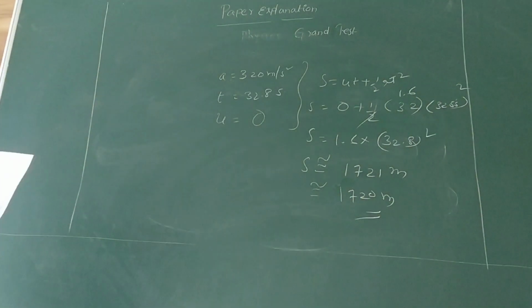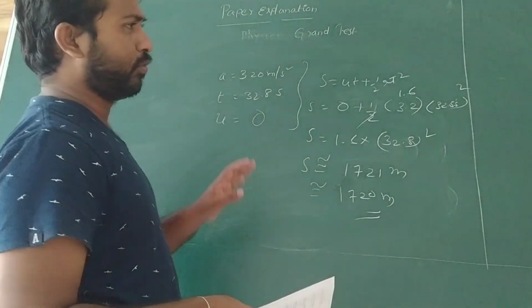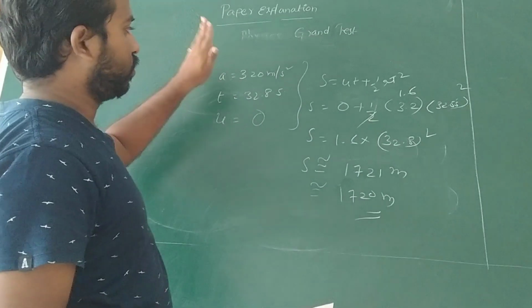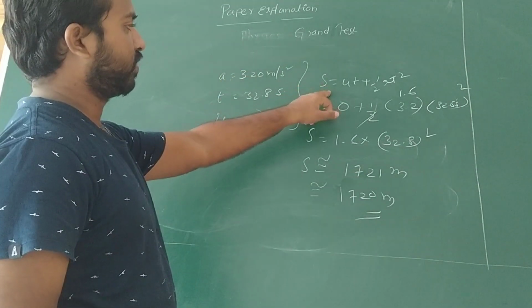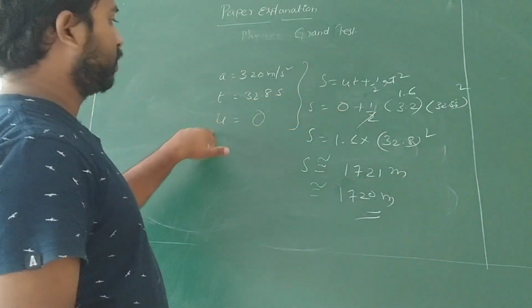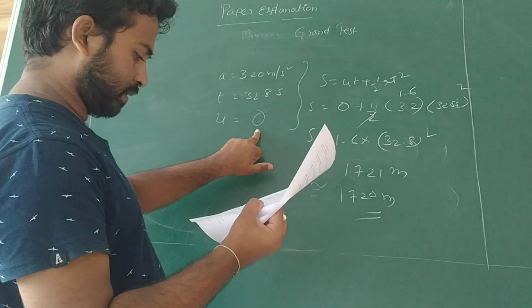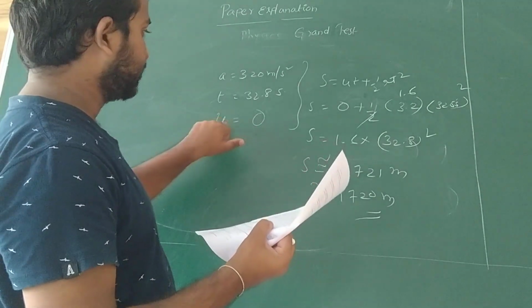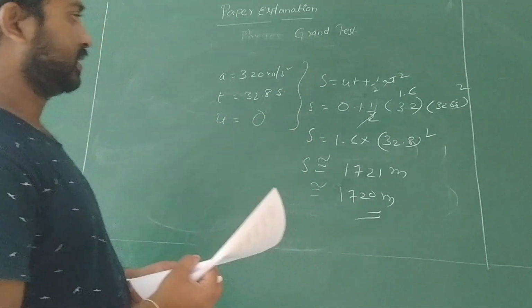Right? So this is the way. Many students are asking me this question. I already told you clearly, whenever you feel difficulty, just identify what quantities they gave and what we have to calculate. Then we can use this equation. Here I assume u equal to 0, because before starting, the initial velocity of the aeroplane will be 0. Then we substitute and we will get this distance.